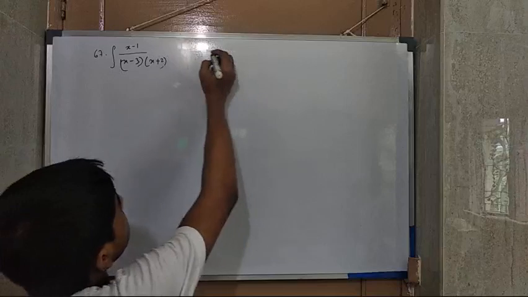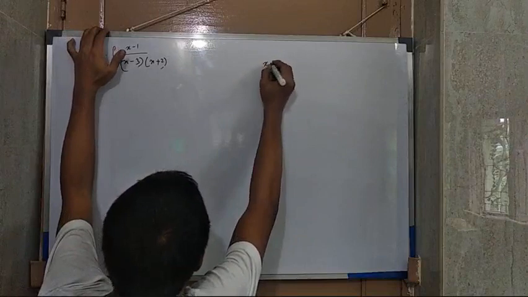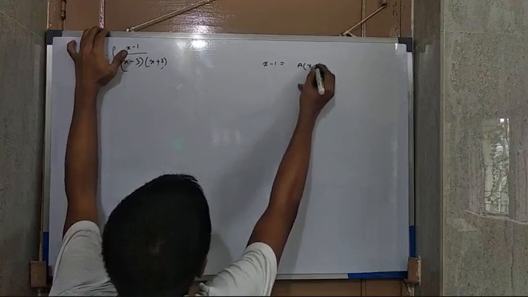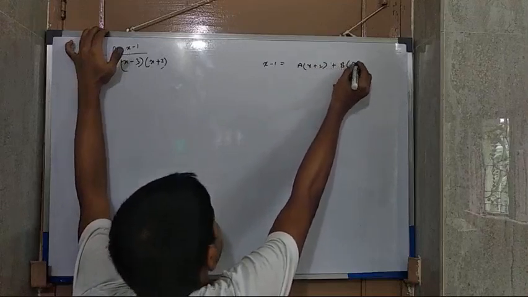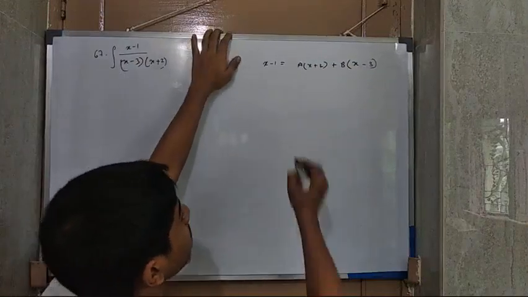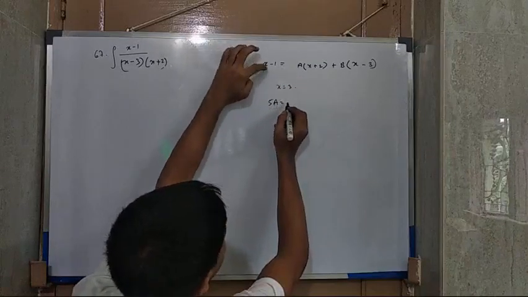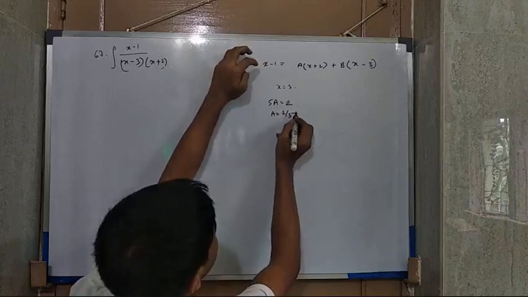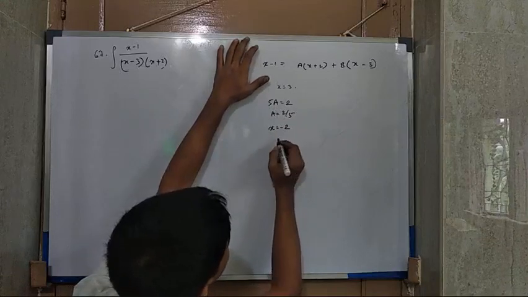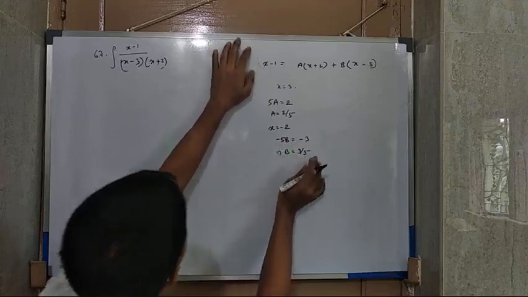So let's partial fractionalize this one, as this is x minus 1 is equal to a times x plus 2 plus b times x minus 3. Okay, so x is equal to 3, so 5a will become 2, a will become 2 by 5, and x is equal to minus 2, minus 5b will become minus 3, and b will become 3 by 5.